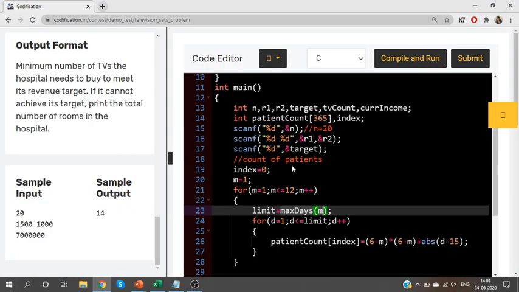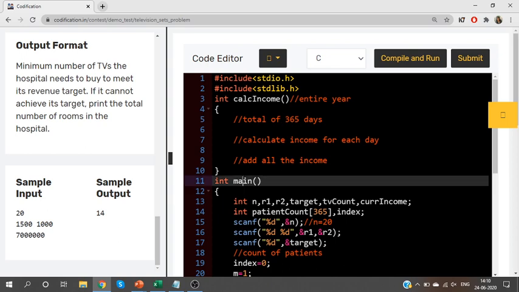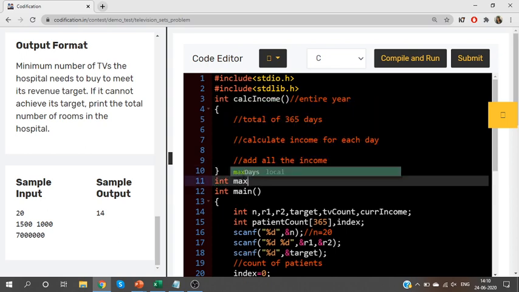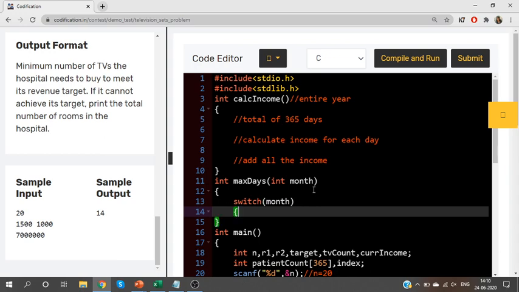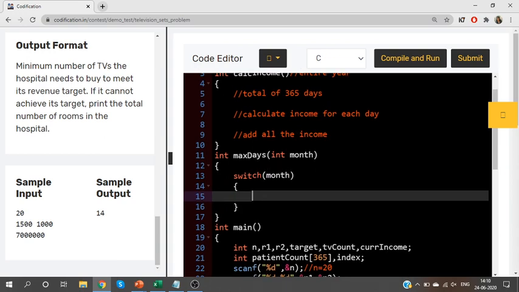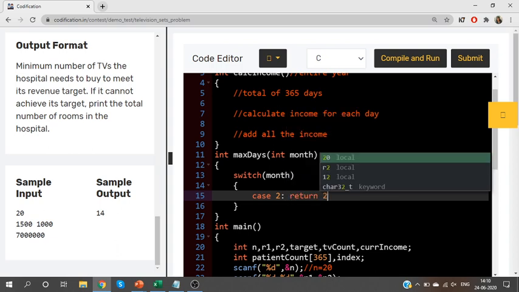How can I find the maximum days? Let me create a function for that. Maximum days in a particular month has to be calculated. How can I calculate it? We'll use switch here. Instead of using an else if ladder, I'm going to use switch. You can use an else if ladder, that's up to you. Switch month. If it is the second month, return 28.